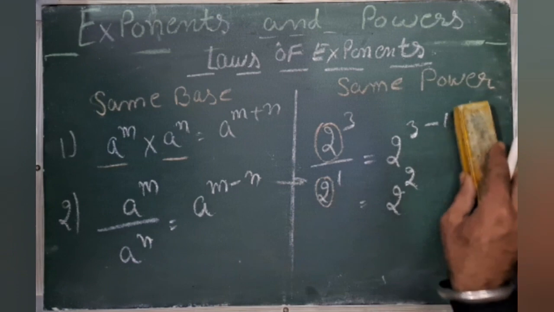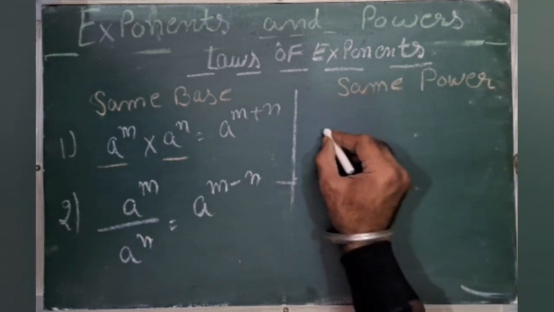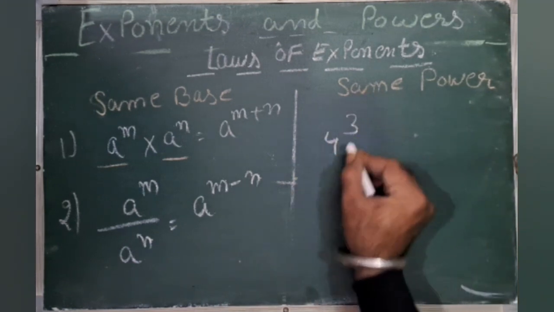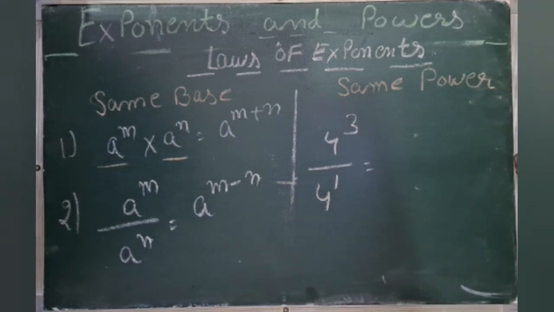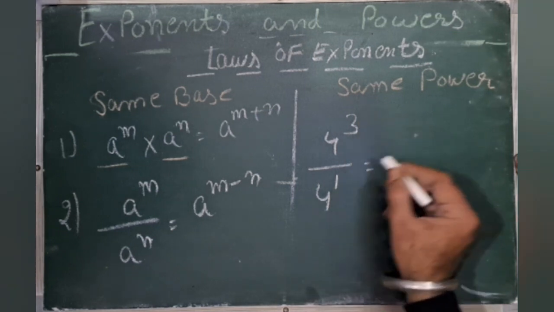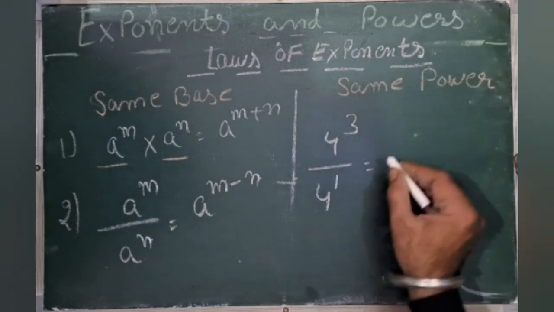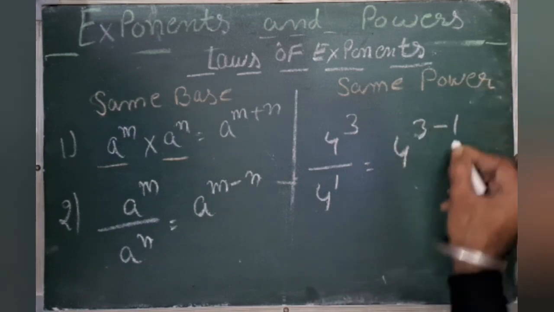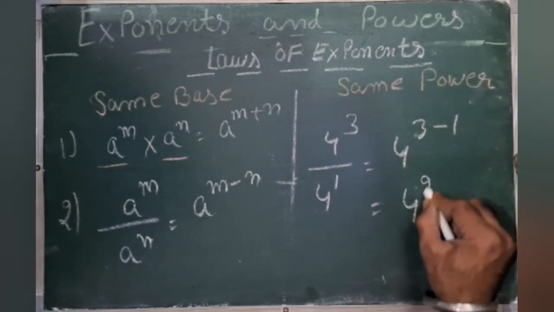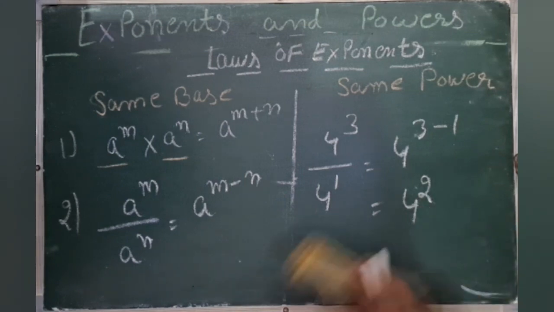So one more example for this, like if I write 4 power 3 upon 4 power 1. So in this case again 4 is the base and these 3 and 1, what we do in this, the base is same and in division form then we have to subtract 3 minus 1, that is 4 power 2.